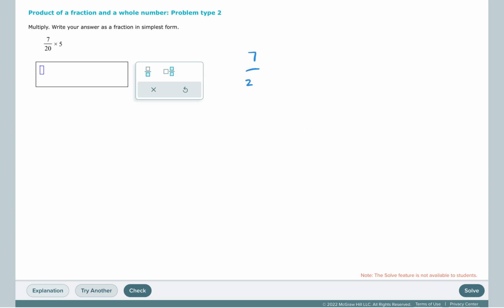And one more of these, I don't know 1/20 of 5, so I'm going to treat it as 7/20 times 5 over 1. So for the numerator, we have 7 times 5, and denominator 20 times 1. There is a common factor in 5 and 20, and that's 5. 5 goes into itself one time, and into 20 4 times. So we have 7 times 1, 4 times 1. Changing to a mixed number, we have 1 and 3/4.